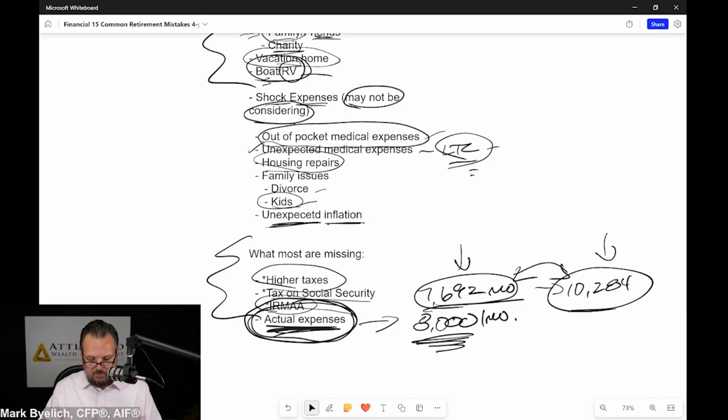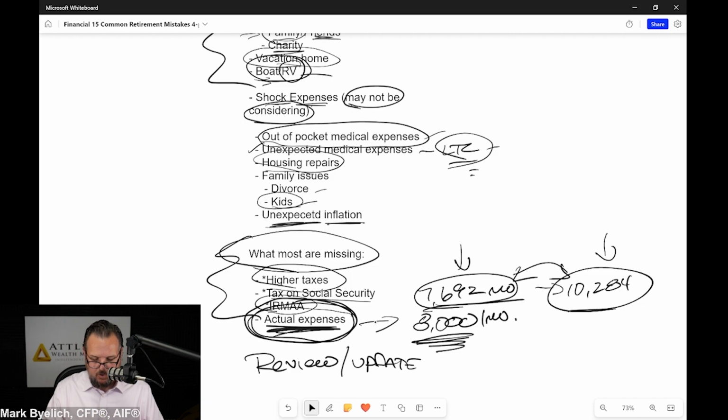And that is another thing that most are missing, and that is review and update. I'm not talking about portfolio reviews. I'm talking about plan reviews and updates. This work should be done every single year.